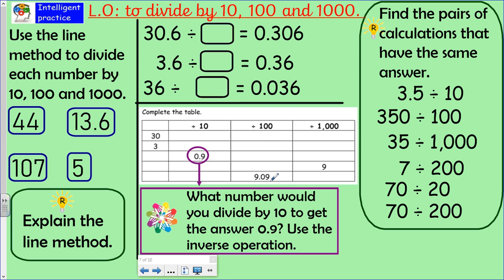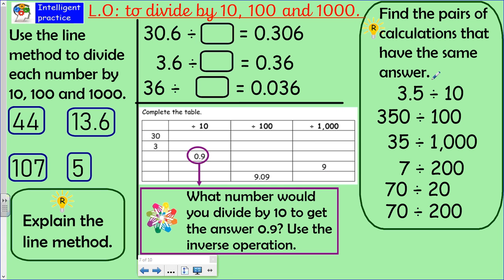Same thing on this one. This says divide by 100, sorry. So my answer is 9.09. What must I have started with? Use the inverse of dividing by 100, the opposite, to get you this one here. When you've got that one in there, you should be able to work out the other 2 parts. A little bit of thinking to do on that one.